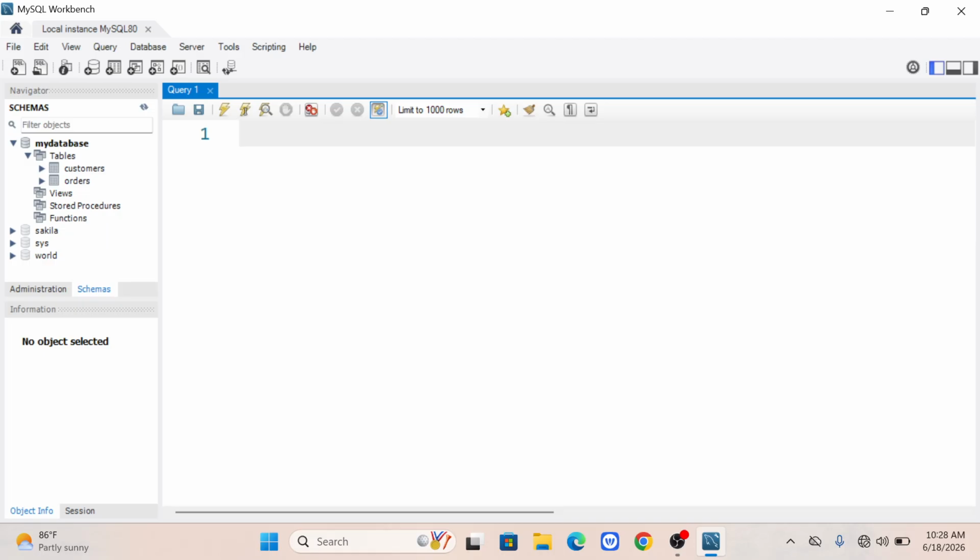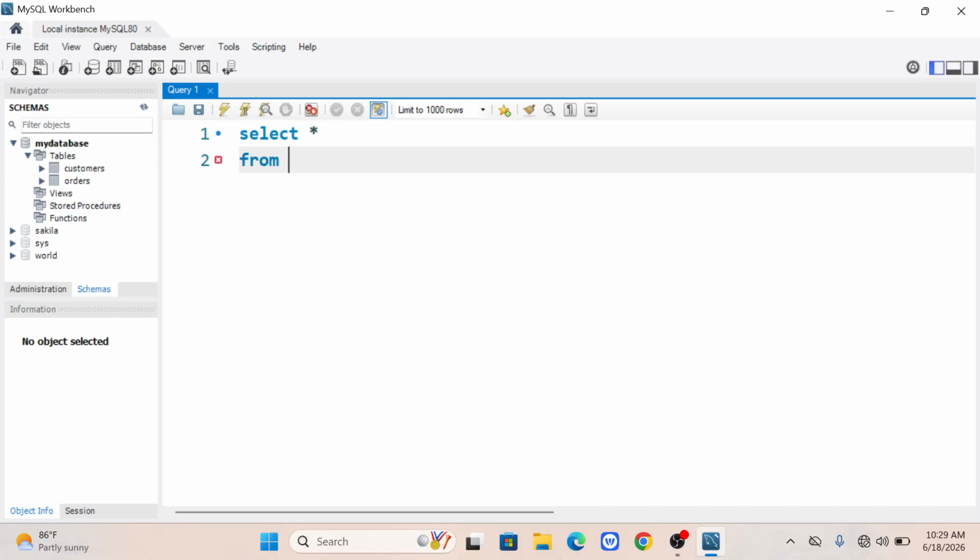So here we will select all from customers. Customers is the table. So select all from customers. Here we will select all the people in the customers table. When we select it, we'll look at the names that contain R. Then we'll execute it. So right now, let's execute it.